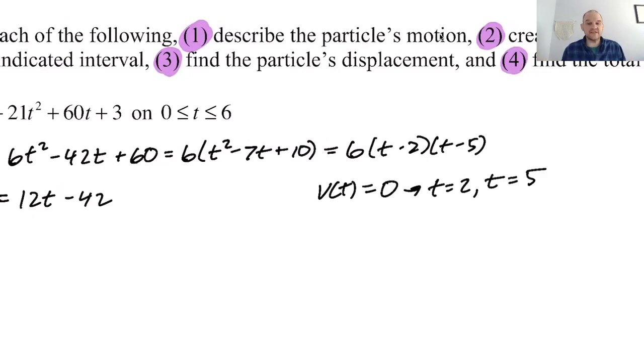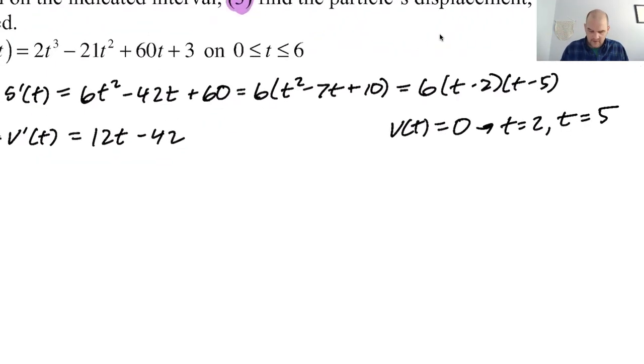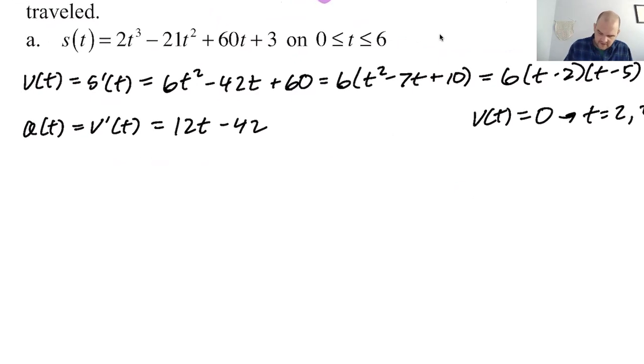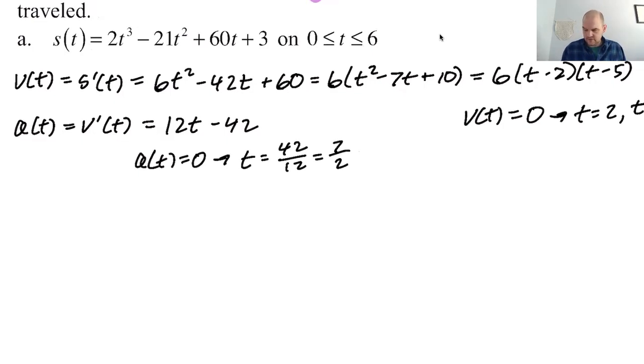Those are the places where this moving particle could change from moving to the left to moving to the right, or back again, or whatever. Or maybe it just pauses for a second. That's also a possibility. I'm also going to need to know when a of t equals 0, so let's go ahead and get that. a of t equals 0 would be t equals 42 over 12, which divided by 6 over 6 is 7/2. Okay, so we got a lot of stuff here.